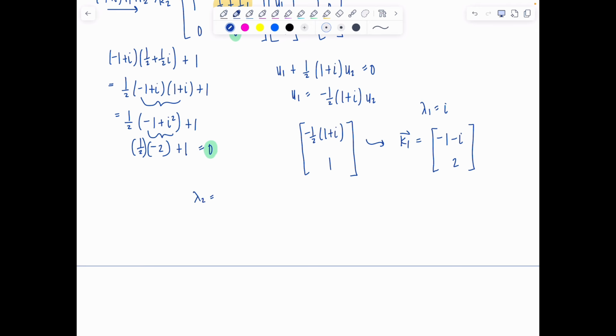So since lambda 2 is negative i, what would the vector k2 be? Good. Negative 1 plus i and 2. Okay, good.